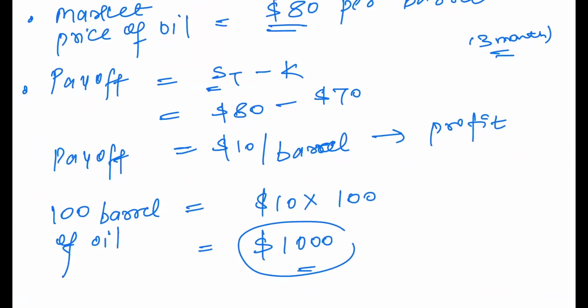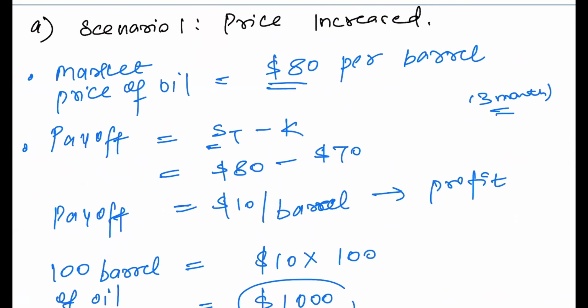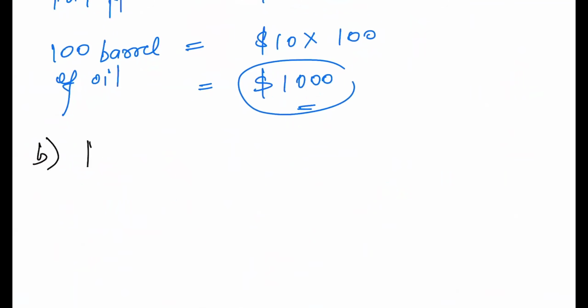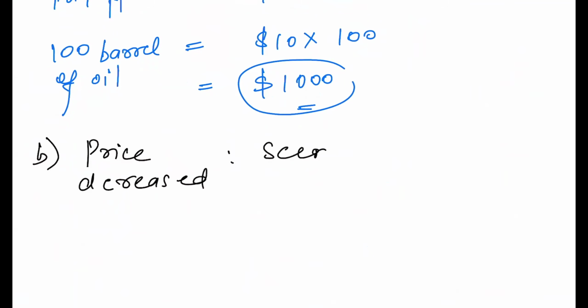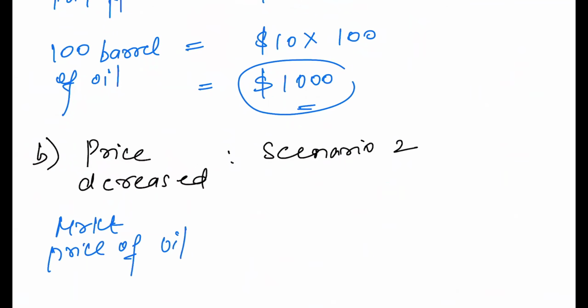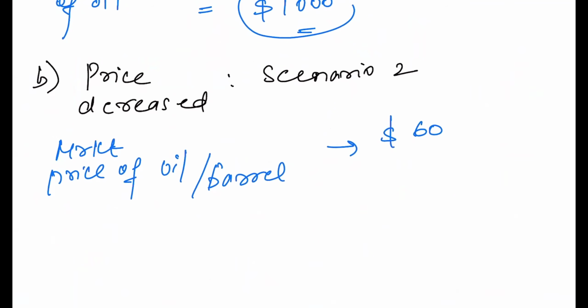So if you see, this was the scenario when the price went up. But let's say the price decreased. Okay, let's take the second scenario, that is scenario two, that the price decreased, right? So let's say right now the market price of oil per barrel is, let's say, $60, right? And still, because we already did a contract that we'll buy it at $70, right?